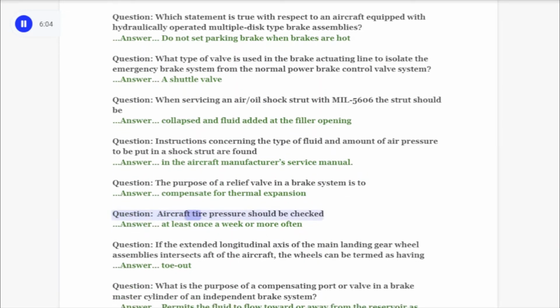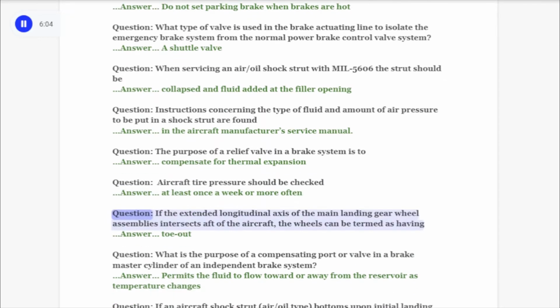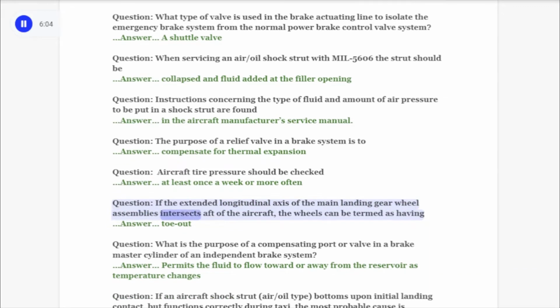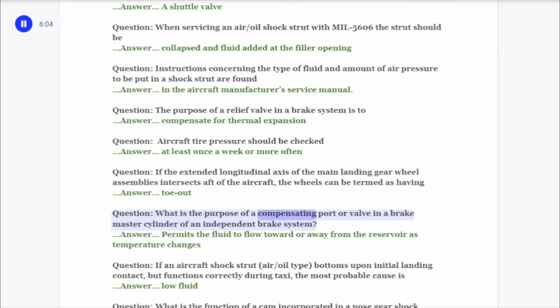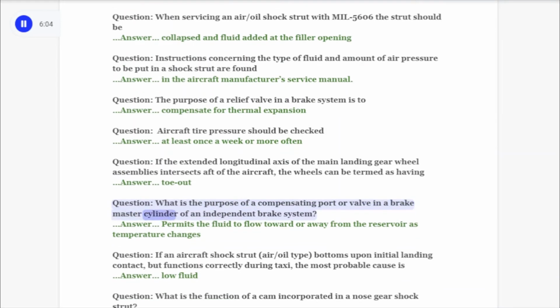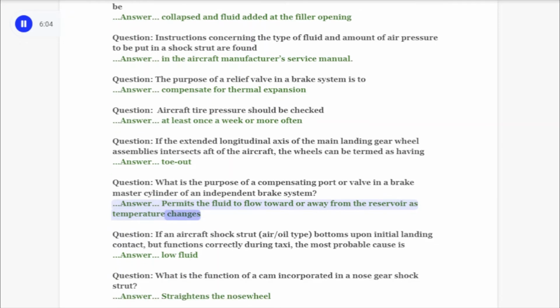Question: aircraft tire pressure should be checked. Answer: at least once a week or more often. Question: if the extended longitudinal axis of the main landing gear wheel assemblies intersects aft of the aircraft, the wheels can be termed as having. Answer: toe out. Question: what is the purpose of a compensating port or valve in a brake master cylinder of an independent brake system? Answer: permits the fluid to flow toward or away from the reservoir as temperature changes.